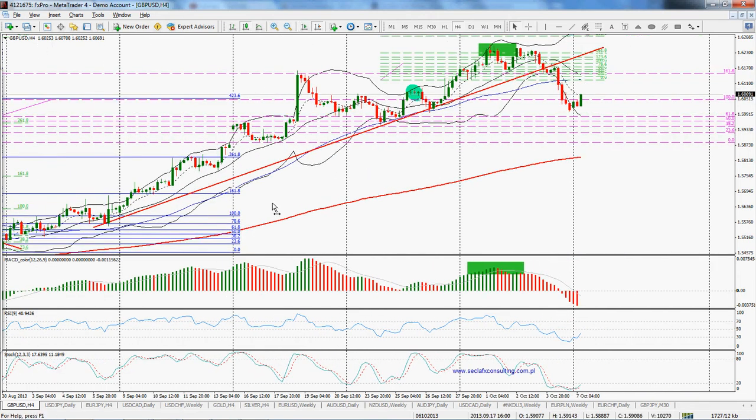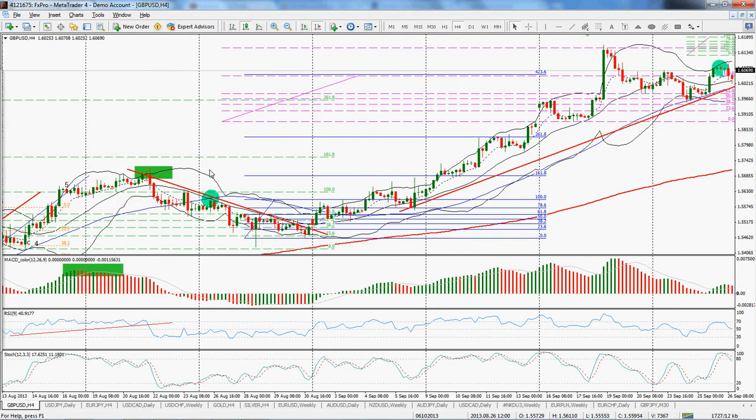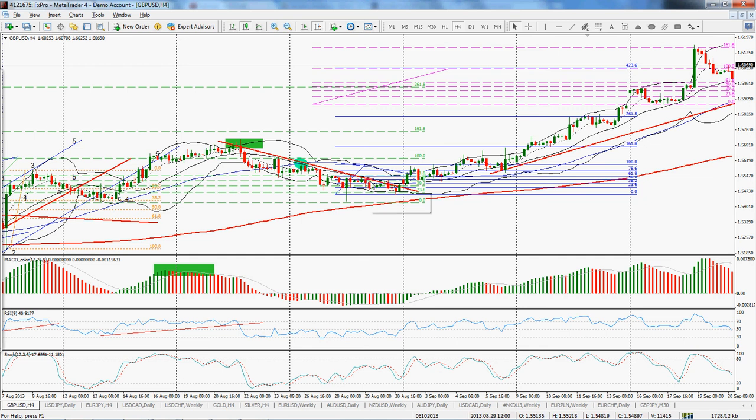Okay, let's go to this resistance line, to this trend line, called a resistance line because this is a resistance area. Yeah? So this is called as well a resistance line.